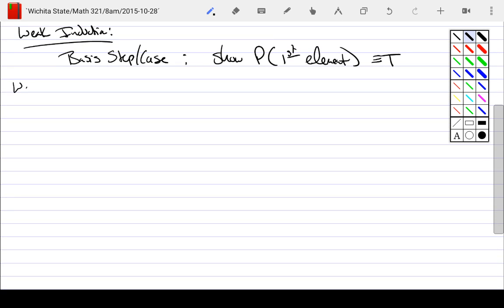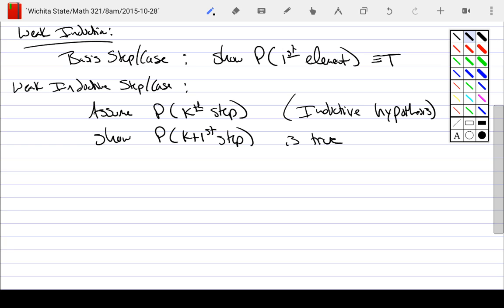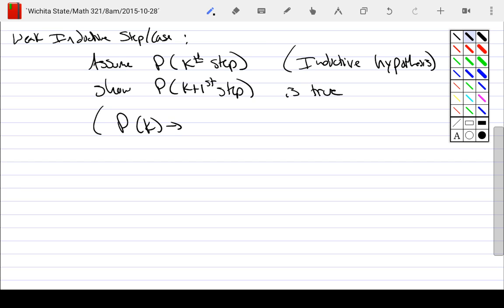And then the weak inductive step is assume p of the kth step. This is called the inductive hypothesis. And then show p of the k plus first step is true. In other words, what you've done is you showed that p of k implies p of k plus 1 is logically true, by a direct proof. So we assume the inductive hypothesis, and we're going to use it in some fashion to show that the k plus first version is also true, which means we've proved the implication, which is what we wanted.